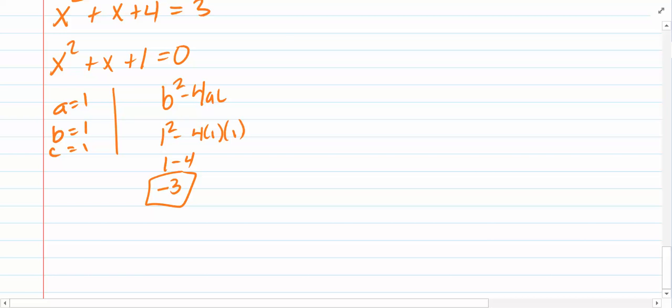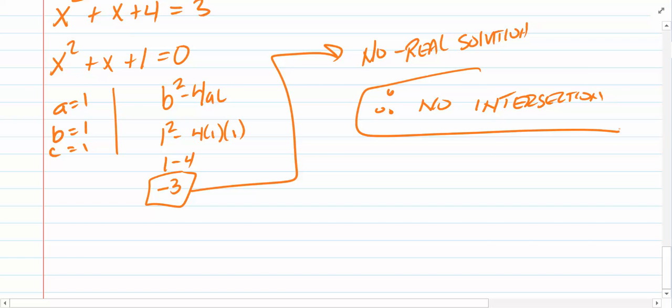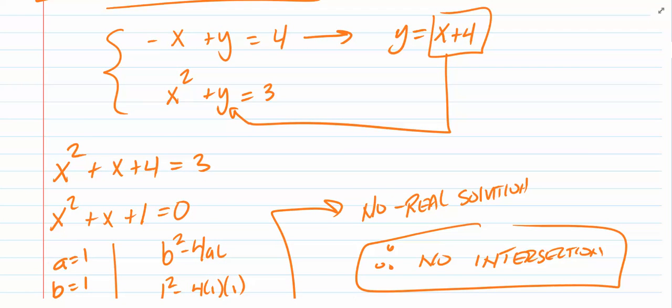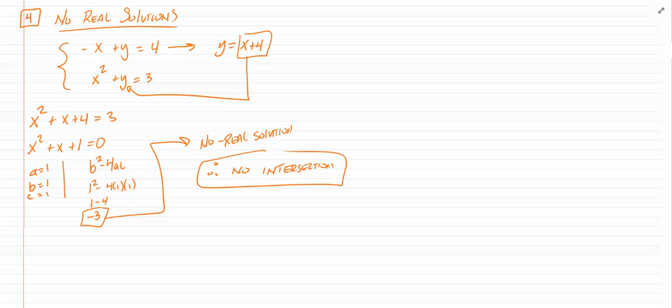My discriminant is negative. What does that mean? No real solution. That means we have an imaginary solution. So therefore, we have no intersection. What that means, you guys, is that there are no points on the graph that these two individual equations share. So the system has no solution. That's not that hard, right? So there's the entire problem right there.